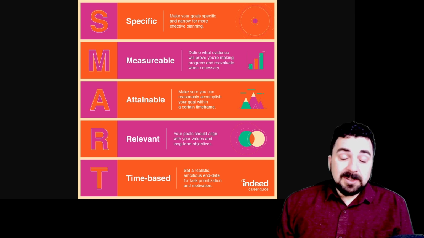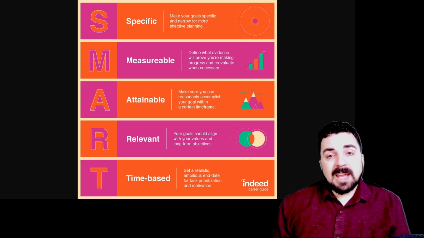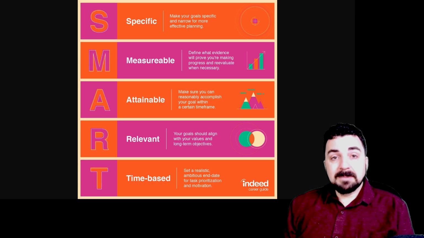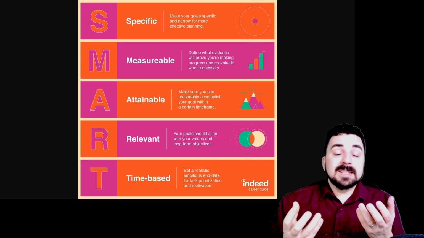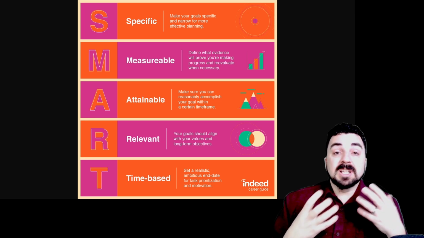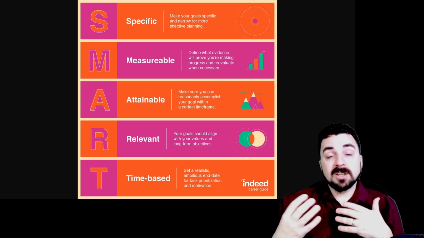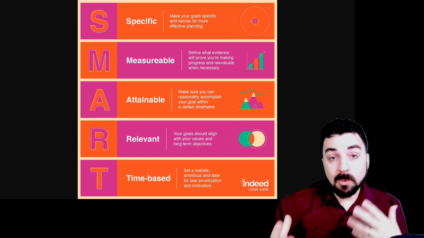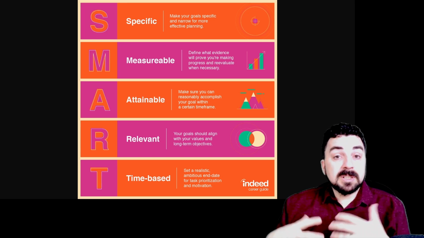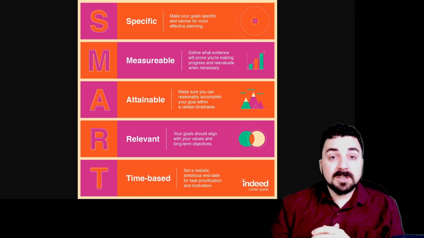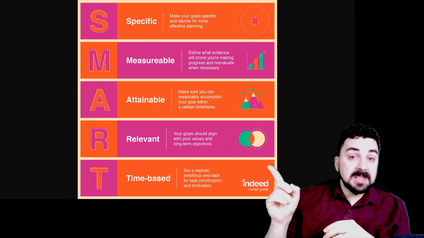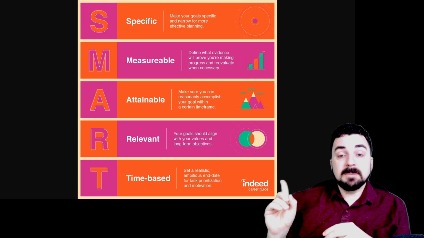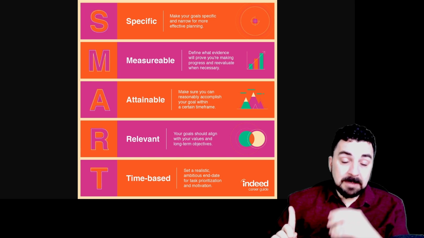Welcome to SMART goals in the context of CAS. SMART is how we know that your experience or your project is going to be successful and reflected upon well. What are we looking at when we're talking about SMART? This is what's on screen right now: specific, measurable, attainable, relevant, and time-based.